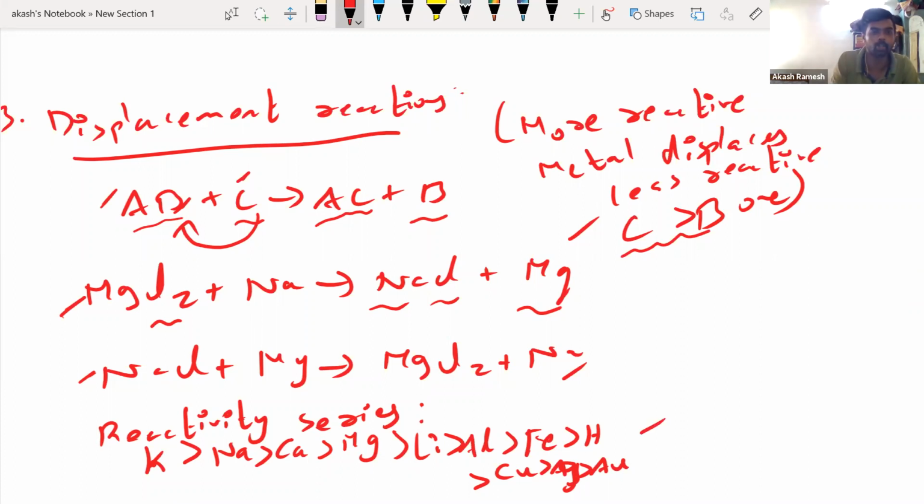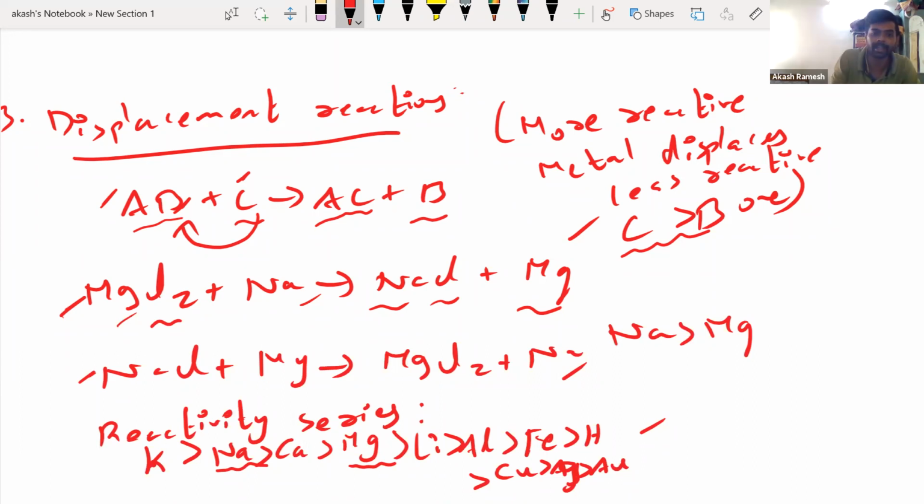Right. So see, now there are two metals involved. One is sodium, the other one is magnesium. So look at where sodium is. Sodium is here. Magnesium is here. So what I understand from here, sodium is more reactive than magnesium. From the reactivity series, I'm telling. Sodium is more reactive than magnesium.